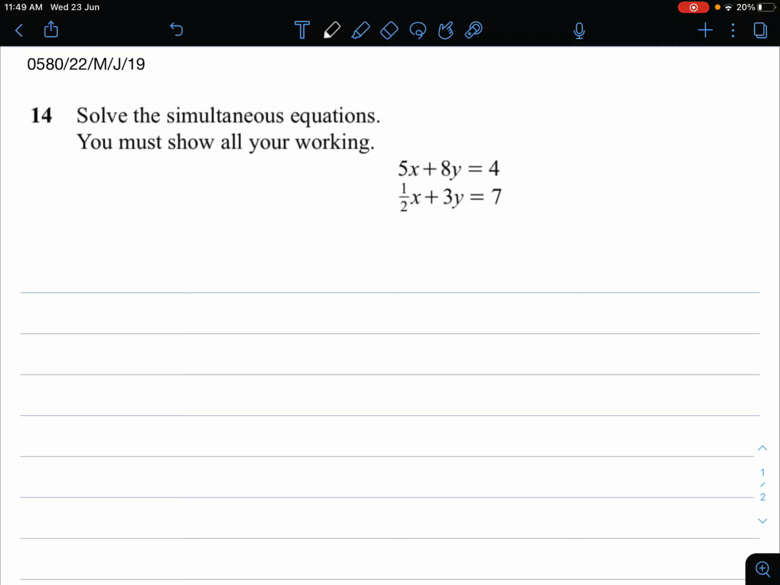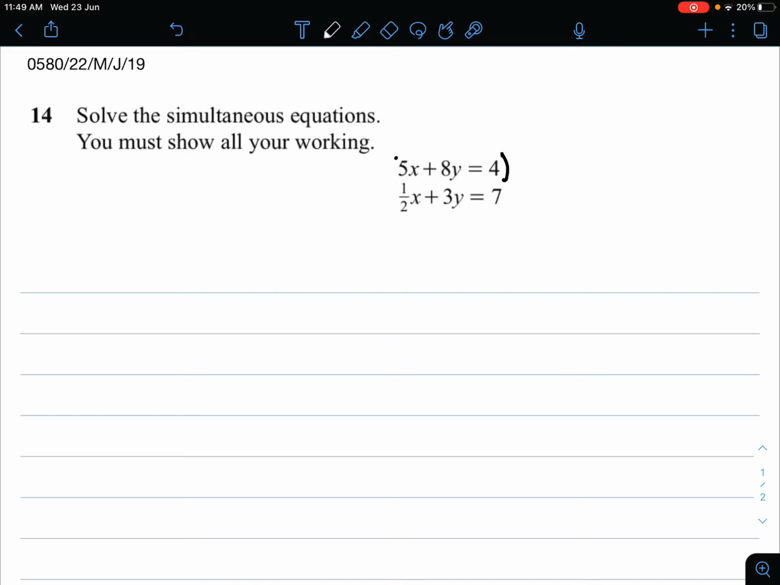Okay, so the easiest way I always find to solve simultaneous equations is by eliminating one variable first. You can even use a substitution method, but that depends on the question. In this case, eliminating a variable will be easier. So how we can do that is we need to get one variable's coefficient the same in both the equations.